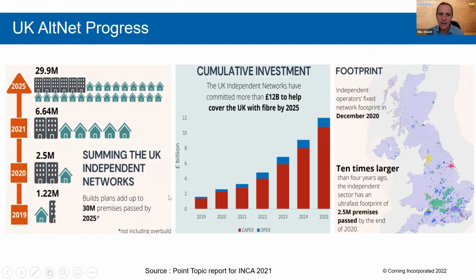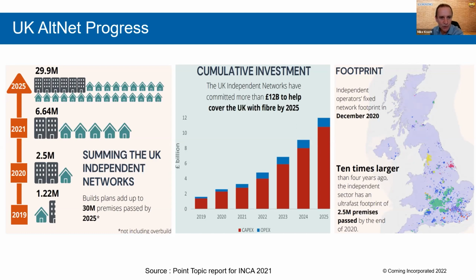In terms of the UK AltNet situation, this is a report created by INCA. INCA is the Independent Networks Cooperative Association, a trade body for the AltNets, basically. They issue an annual report by the analyst Point Topic, and you can see that in 2019 there were about 1.2 million homes passed by AltNets. That pretty much doubled in a year to 2020.